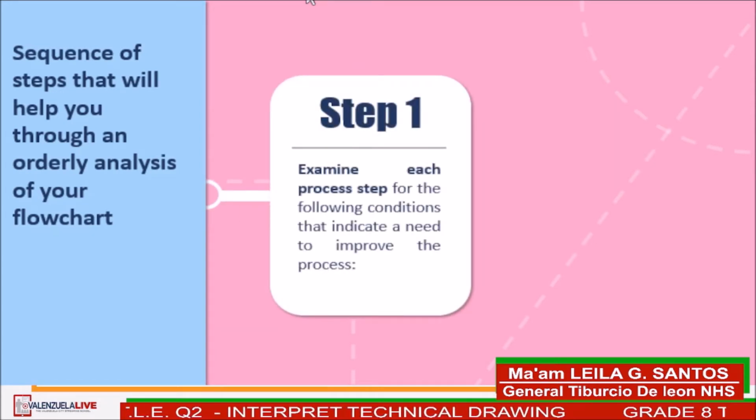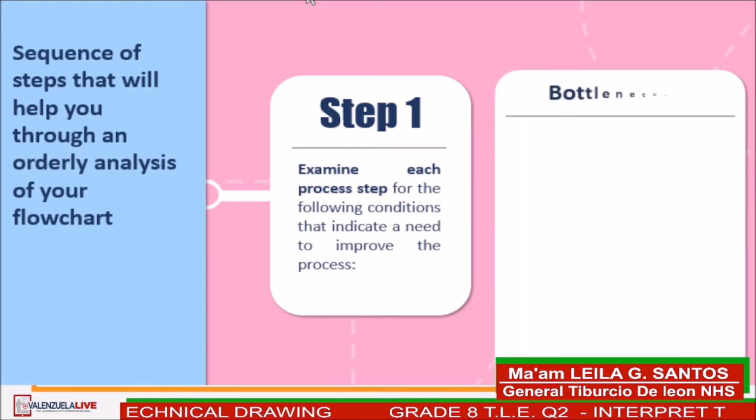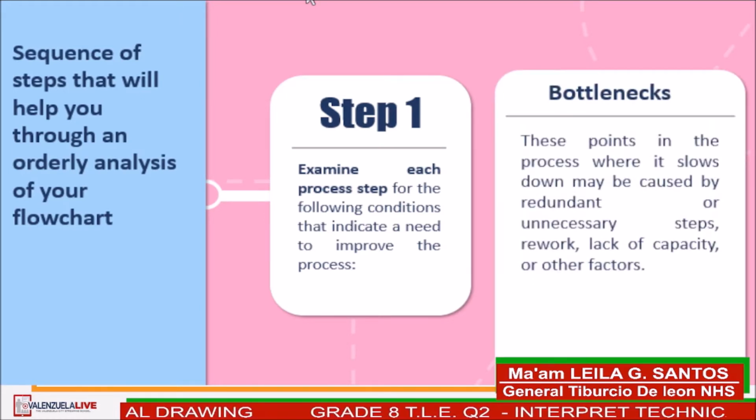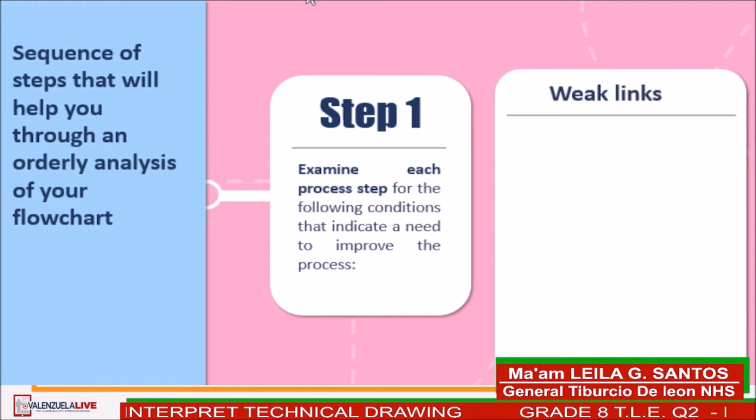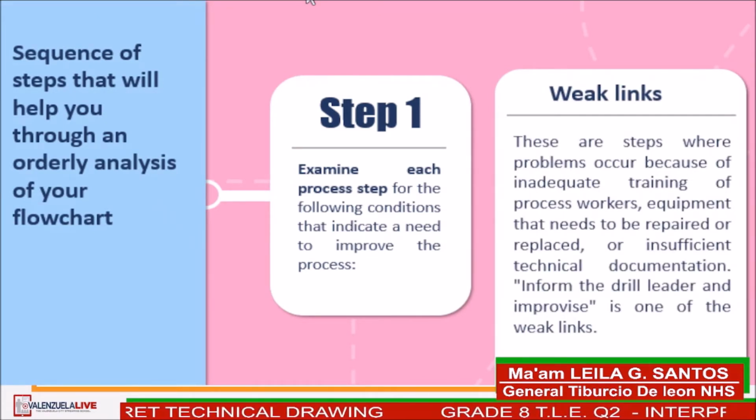Step 1. Examine each process step for the following conditions that indicate a need to improve the process, like bottlenecks. These are points in the process where it slows down, which may be caused by redundant or unnecessary steps, rework, lack of capacity, or other factors. Next is weak links. These are steps where problems occur because of inadequate training of process workers, equipment that needs to be repaired or replaced, or insufficient technical documentation.